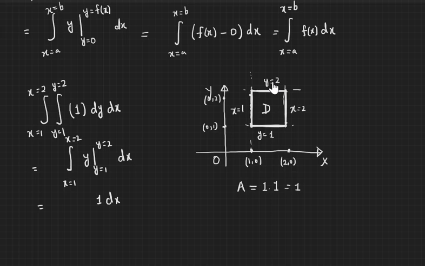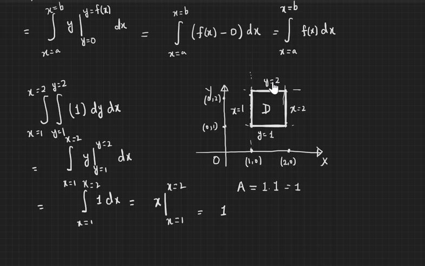Integration with respect to x remains the same, x equals 1 to x equals 2, and then solving this, that would be the integration with respect to x of 1, that would be x, taking the limits of integration, x equals 1 to x equals 2, and then solving this, we will get 1, because 2 minus 1 is equal to 1.